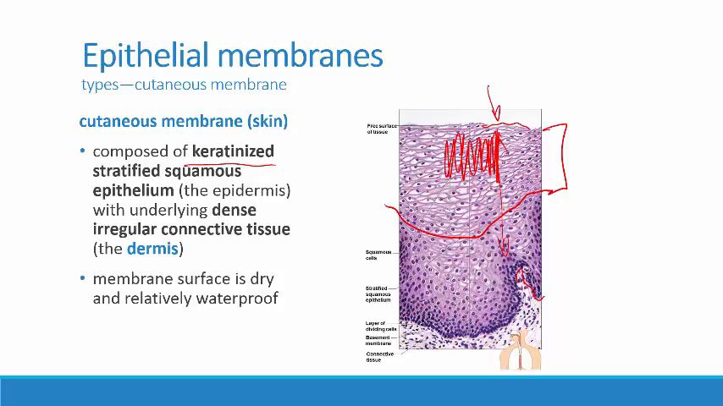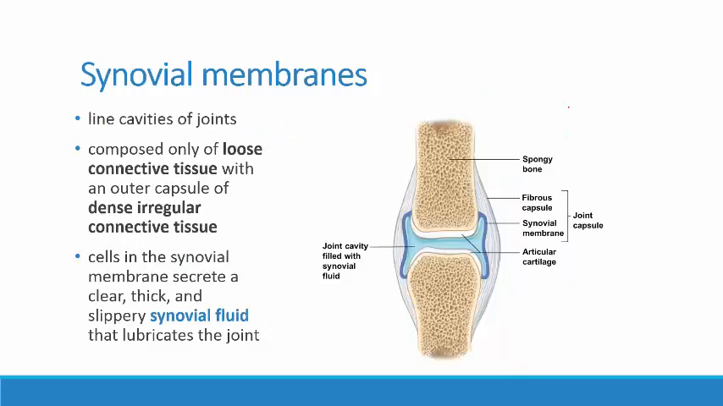Underlying is a dense, irregular connective tissue. That's the dermis. Below the epidermis is the keratinized stratified squamous epithelium above. So those are the three epithelial membranes, but there's one other kind of body membrane. Rather than being composed of epithelium above or superficial and connective tissue below, the synovial membranes are composed only of connective tissue. And so synovial membranes are the last kind of body membrane.